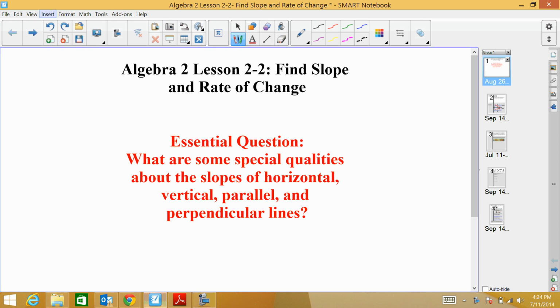Okay, we're going to go over section 2.2, which is finding slope and rate of change. And by the end of the lesson, you should be able to answer the essential question, which is what are some special qualities about slopes of horizontal, vertical, parallel, and perpendicular lines? So be kind of thinking about those questions, those types of lines while we're going through the lesson.